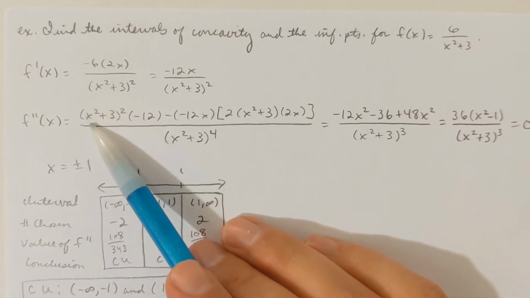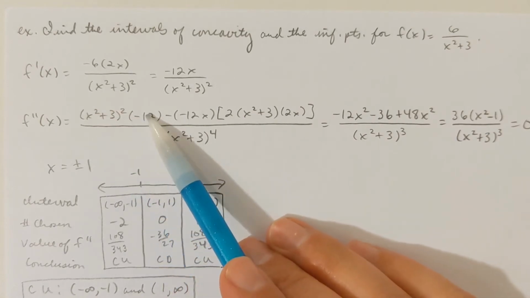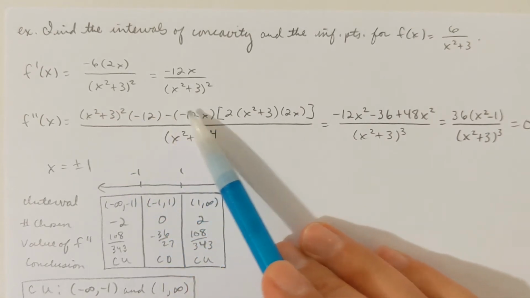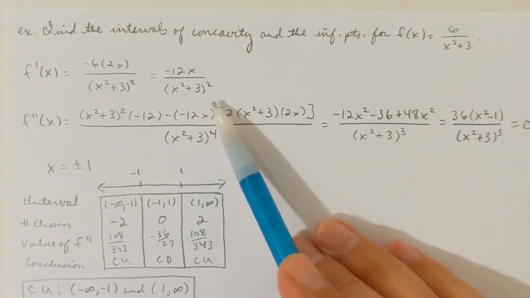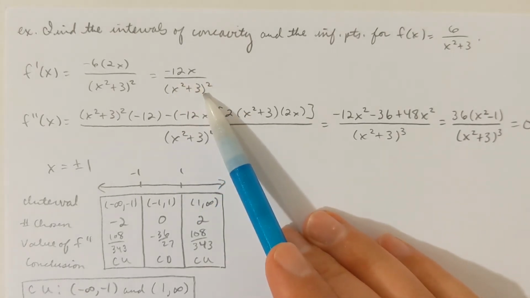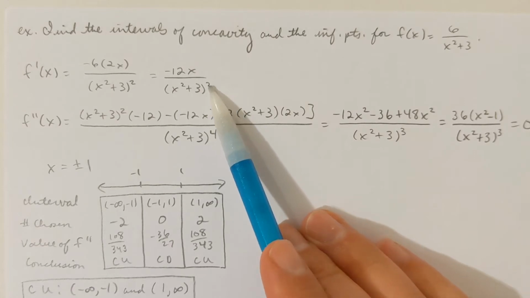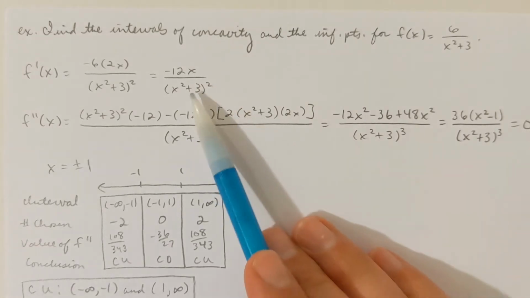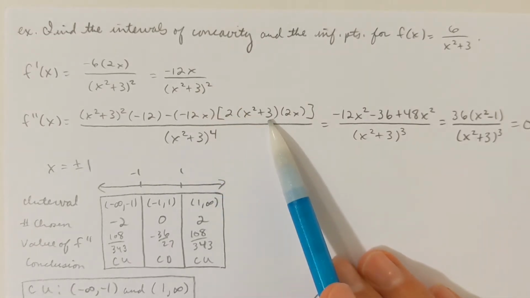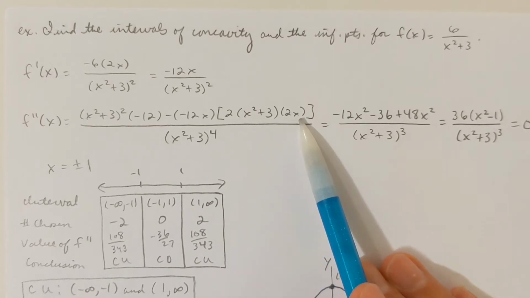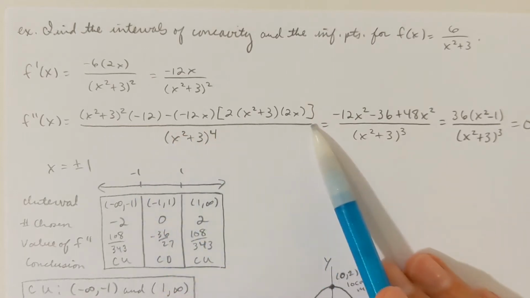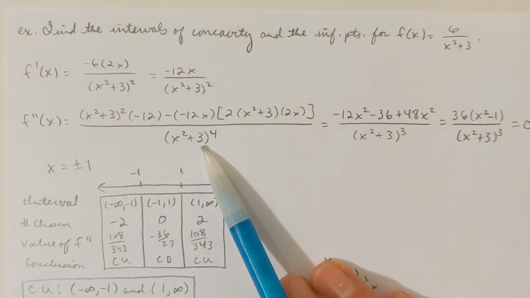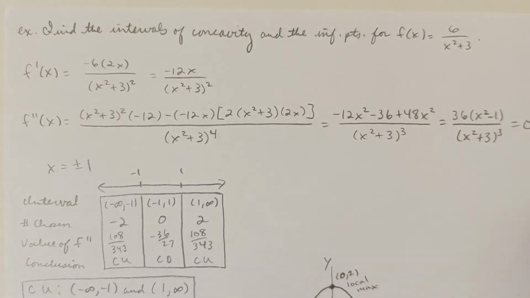So I want the bottom times the derivative of the top, that's negative 12, minus the top, that's negative 12x, times the derivative of the bottom, that's going to be where we'll need a chain rule. We'll have 2 times x squared plus 3 times the derivative of x squared plus 3, that's 2x. And this is all over the denominator squared. X squared plus 3 squared squared would be x squared plus 3 to the 4th.